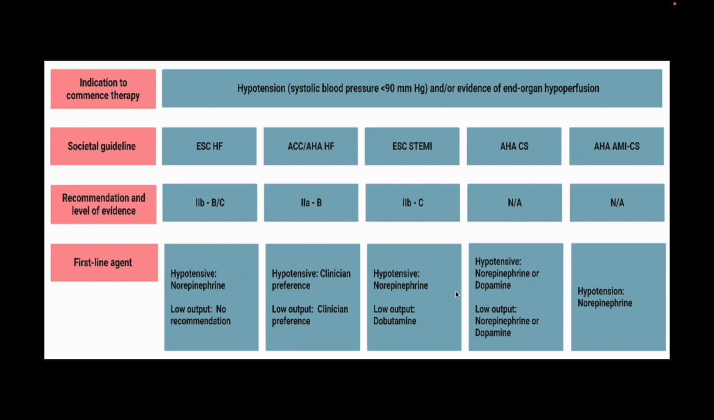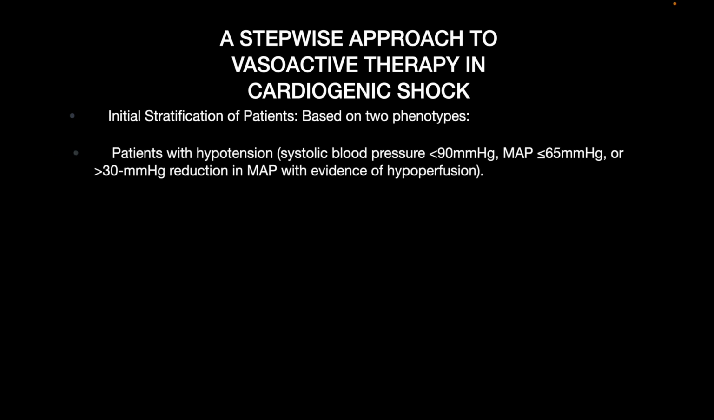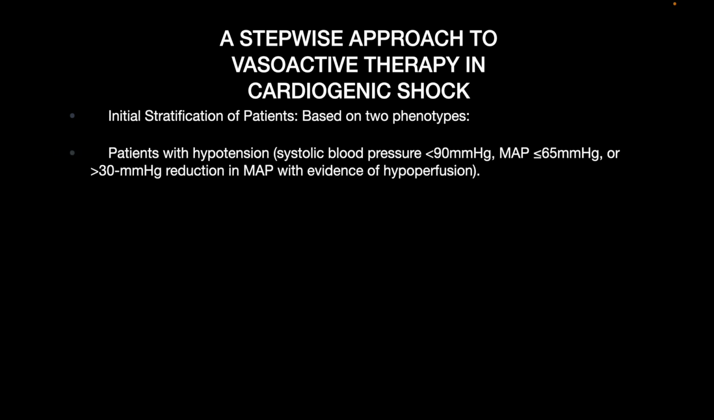But mostly, if you look at the overall, it is norepinephrine throughout. For low cardiac output, very few recommendations are there. Now, regarding a stepwise approach, how to use vasoactive therapy in cardiogenic shock. So first, based on two phenotypes, you need to see what is your patient.